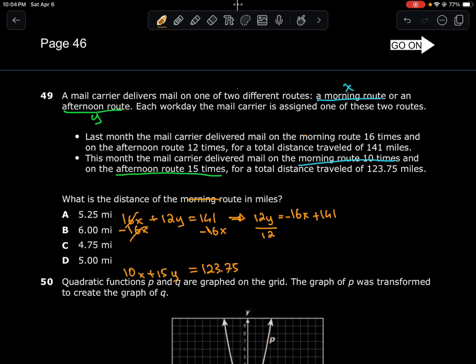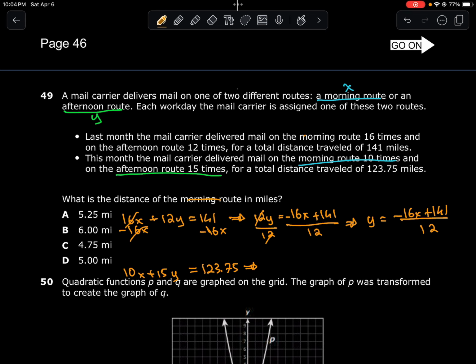y is not by itself, so I have to divide by 12, and then I get y by itself: y equals negative 16x plus 141 over 12. Okay, and then I do the same for the other one, exactly the same.